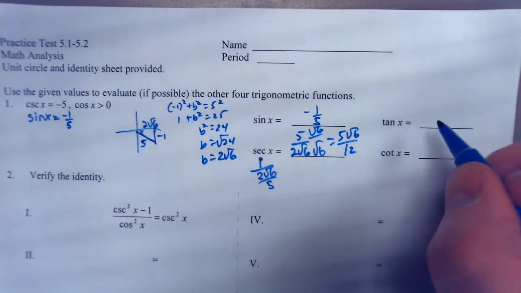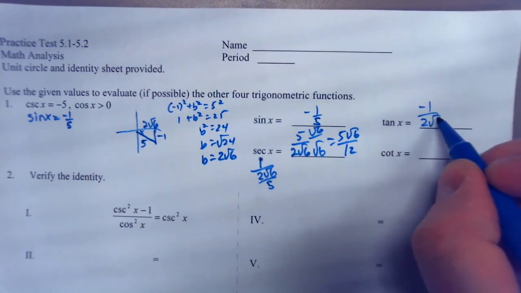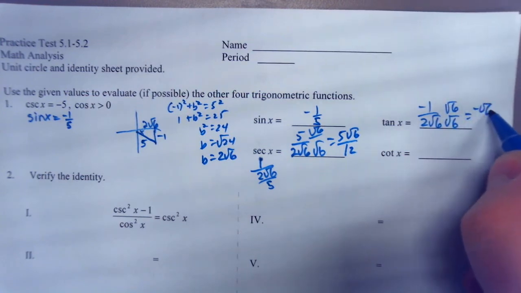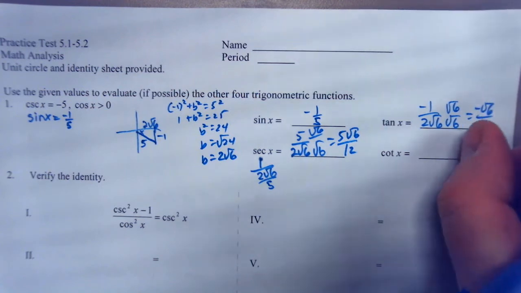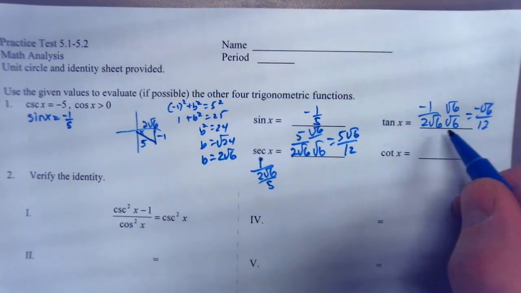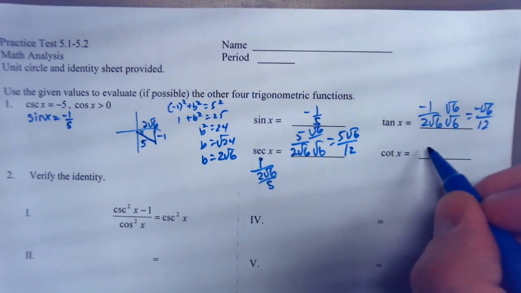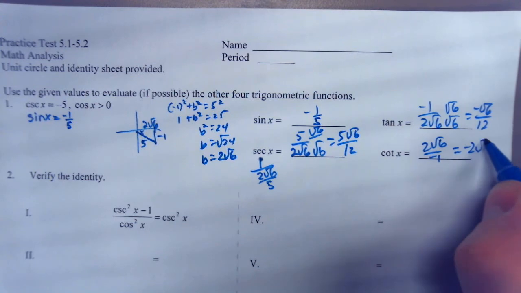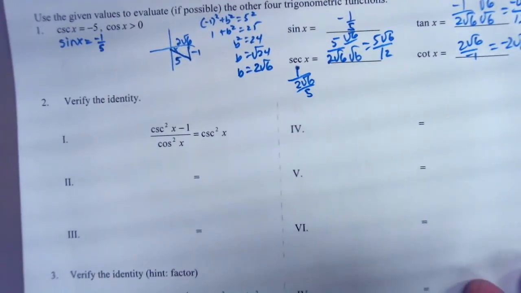My tangent is the opposite over the adjacent. Rationalizing again, I get negative square root 6 over 12. Now my cotan is just going to be the reciprocal of this side, so I'm going to start with 2 root 6 over -1, or just -2 root 6. Let's move on to number 2.